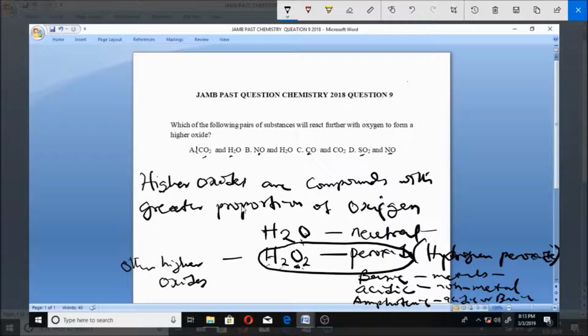So I think option A is a suitable answer for this. D would have been because of SO2, but considering NO, that is why I picked this option A.